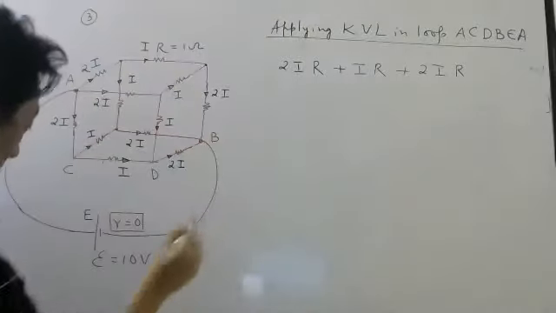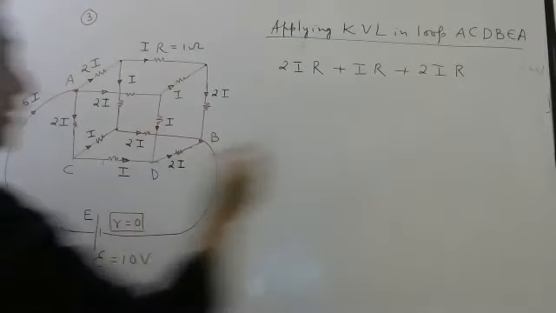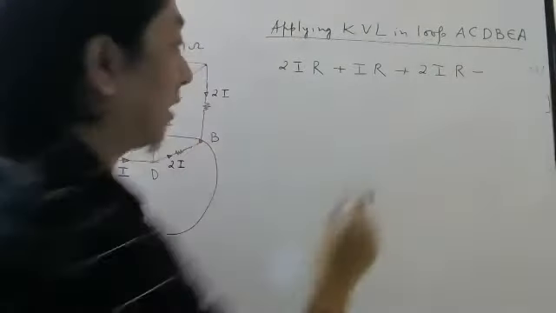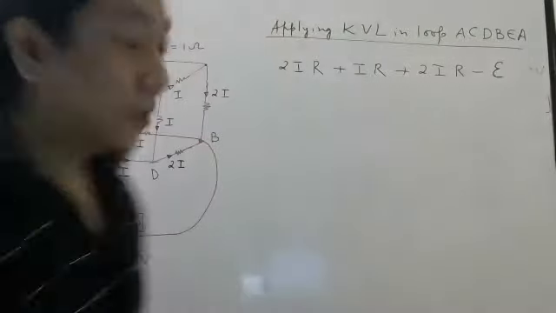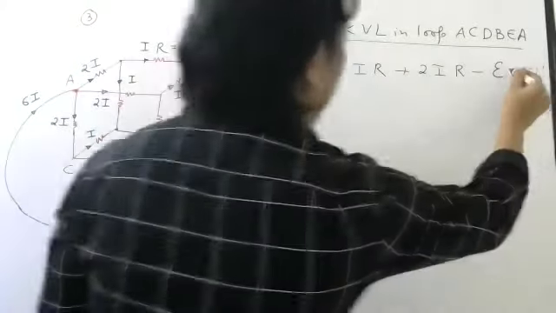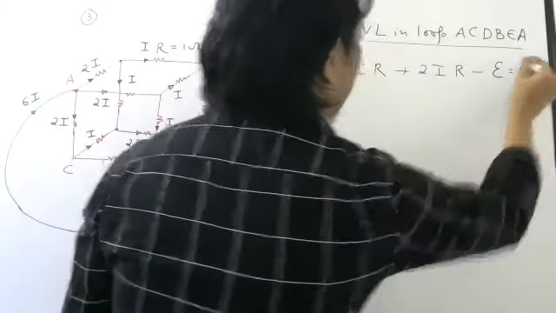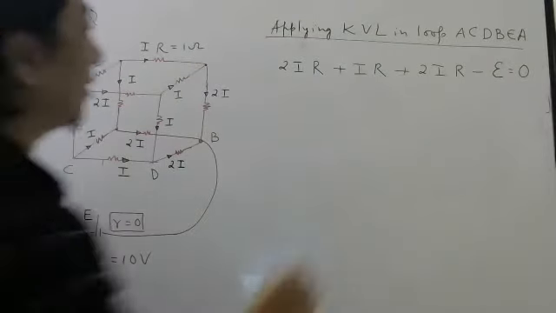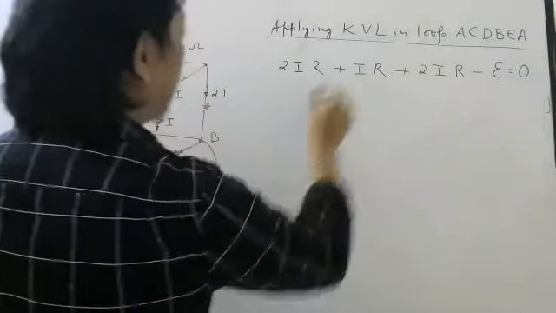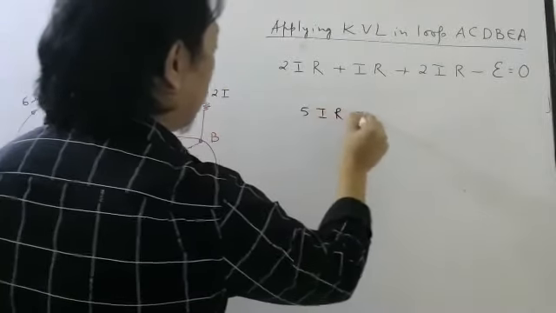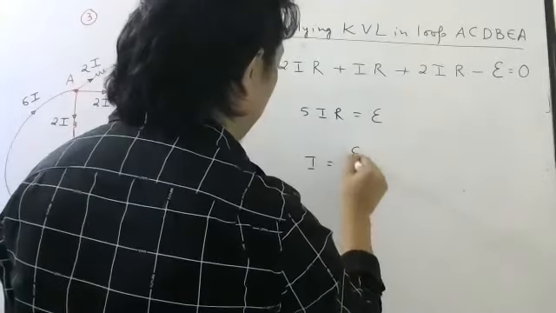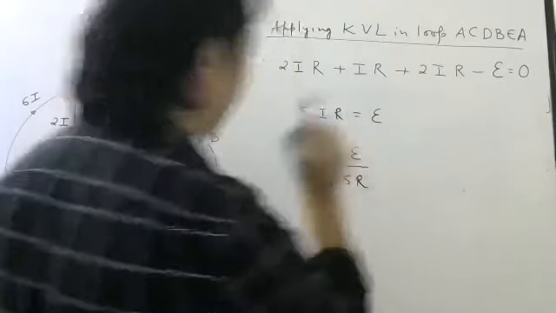And for the battery, when I come here, I'm going from minus to plus, minus to plus means rise, so it will be minus. For the battery, please don't write I into R. For the battery, write EMF. Once you reach this point, the algebraic sum should be 0. Then it is very simple now. 2 plus 2 plus 1, 5IR should be equal to EMF. So I will be EMF divided by 5R. Correct.